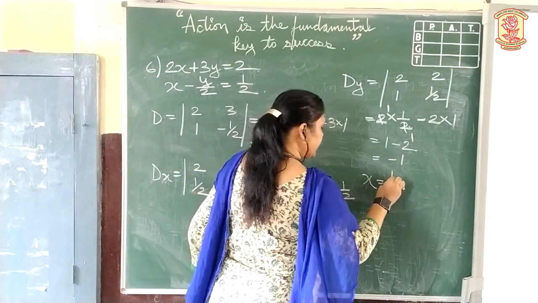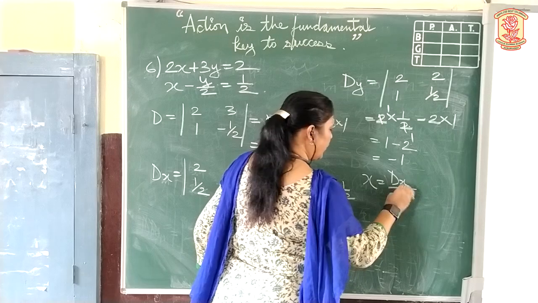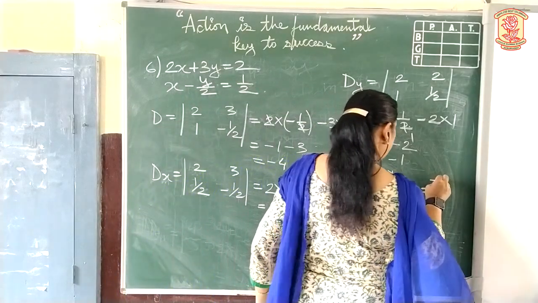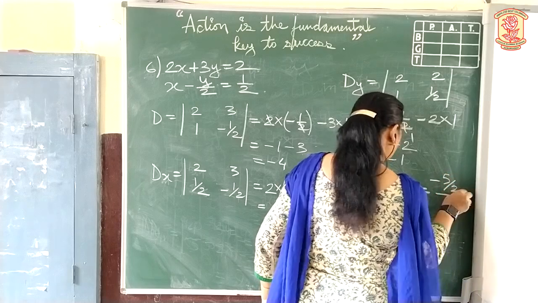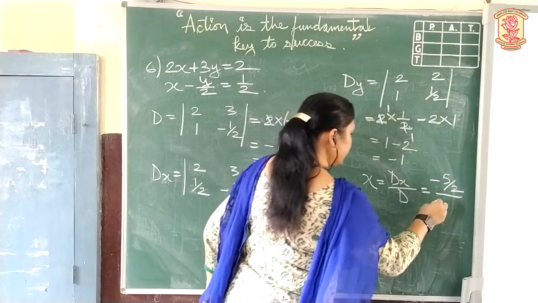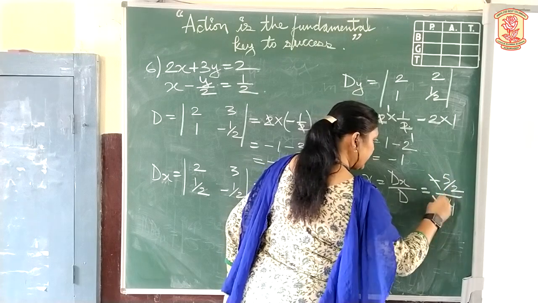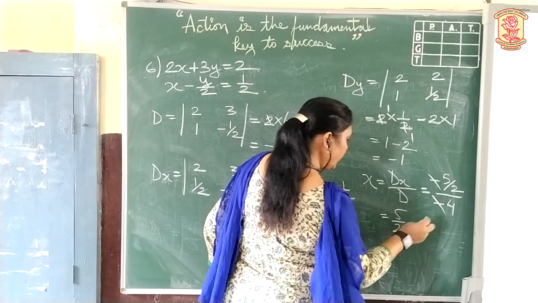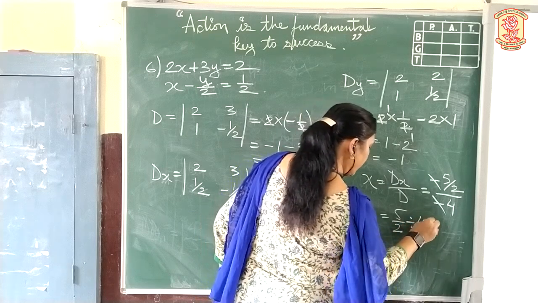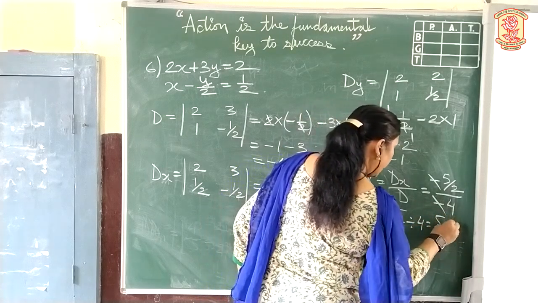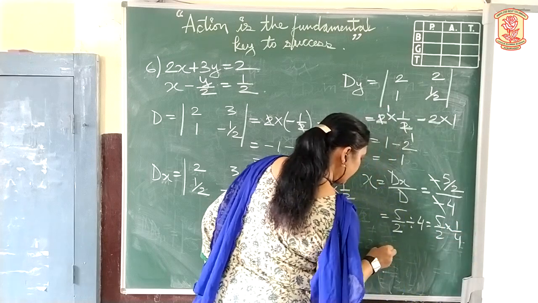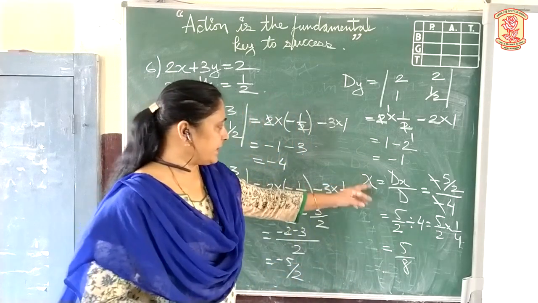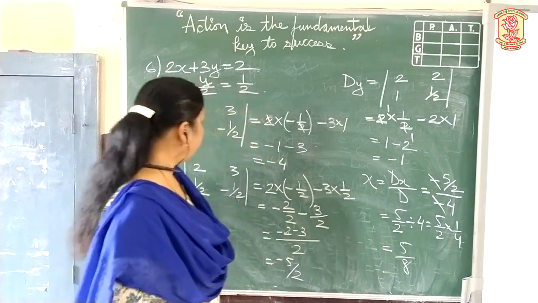The value of x is determinant for x upon the determinant. So determinant of x is minus 5 upon 2 and the determinant is minus 4. So minus minus get cancelled. We get 5 upon 2 divided by 4. That is 5 upon 2 into 1 upon 4. That comes out to be 5 ones are 5, 2 4s are 8. So the value of x is 5 upon 8.